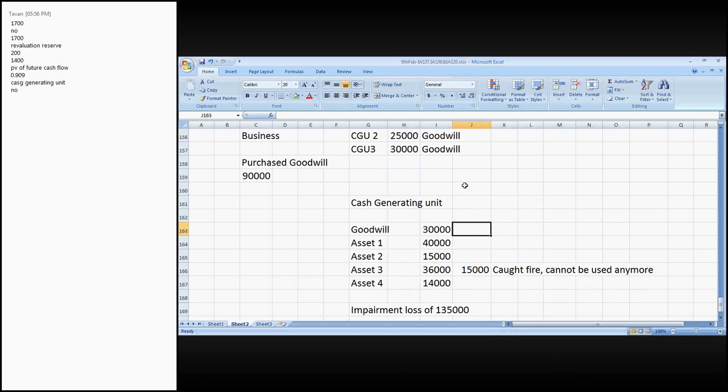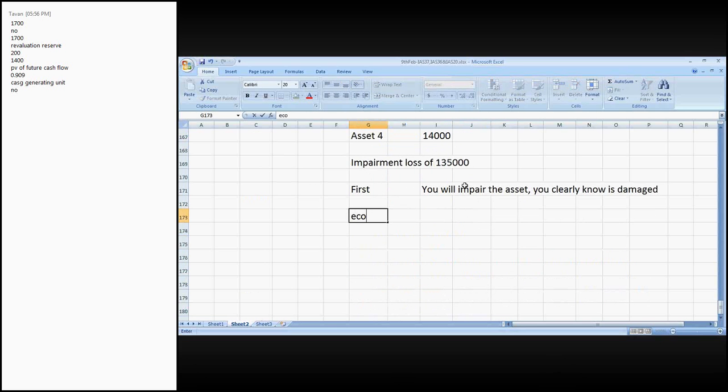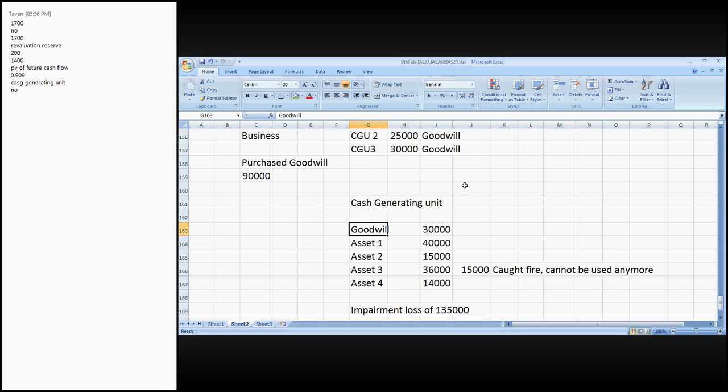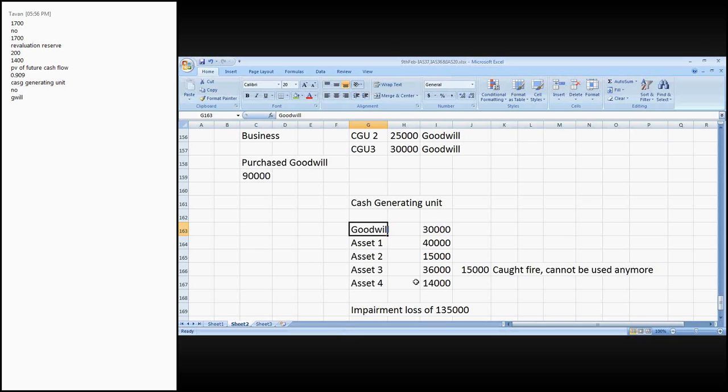Second step is, secondly, I'll charge all the impairment to which asset among them? Goodwill. Secondly, I'll charge all the impairment loss to goodwill. I have 30,000 worth of goodwill. I'll eliminate all the goodwill.